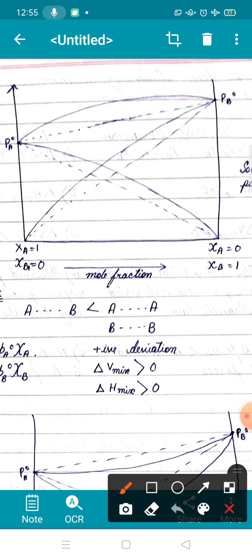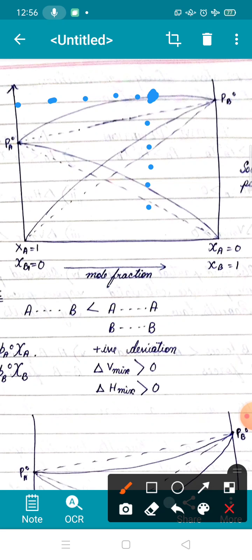Now here you see at a certain point the vapor pressure is maximum. At this point the vapor pressure is maximum. If you drop a perpendicular on the mole fraction axis, this is the composition at which the vapor pressure is maximum, so they will form an azeotropic mixture at this point. Since the vapor pressure is maximum, boiling point will be minimum. So this is the situation when the solution is showing positive deviation from Raoult's law and forming a minimum boiling azeotrope.